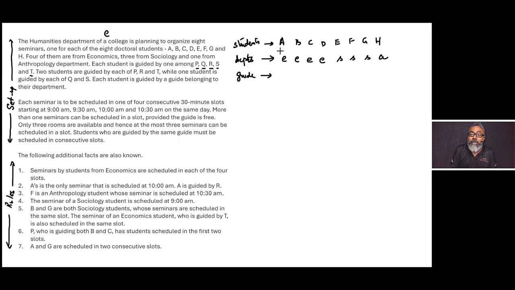Now there are 5 guides, but there are 8 students, therefore there will be repetition of these particular pieces. Let's see. 2 students are guided by P, R and T. So we need to have 2 P's on the board, 2 R's, and 2 T's, while 1 student is guided by Q and S. Great. Each student is guided by a guide belonging to the department. Great. So now what we know is that each of these guides belongs to a particular department.